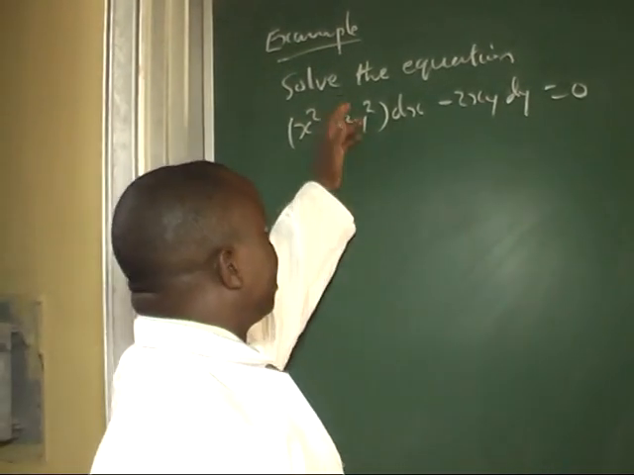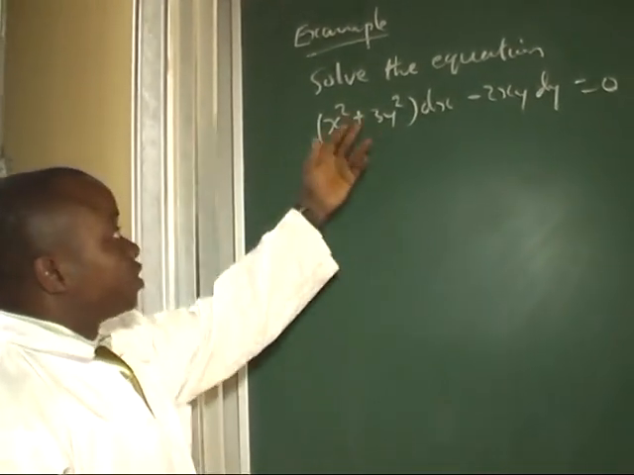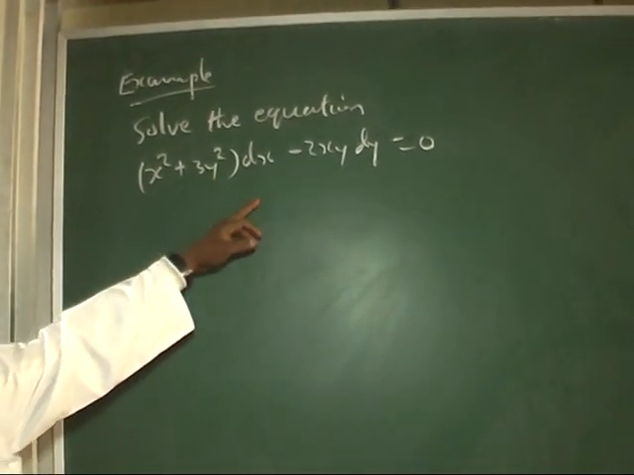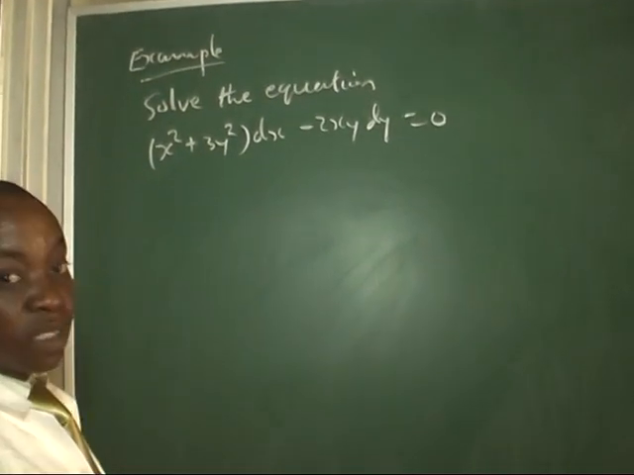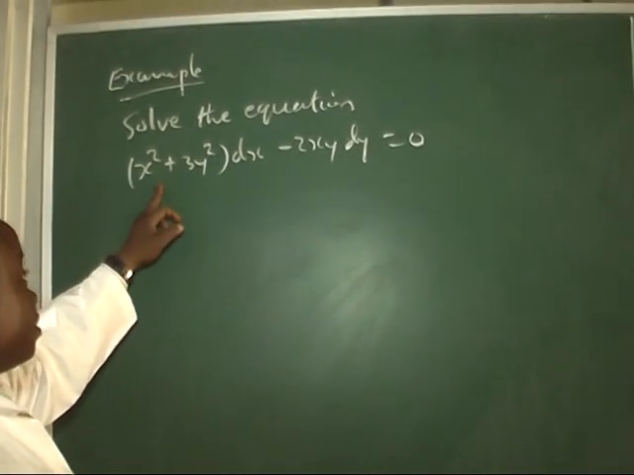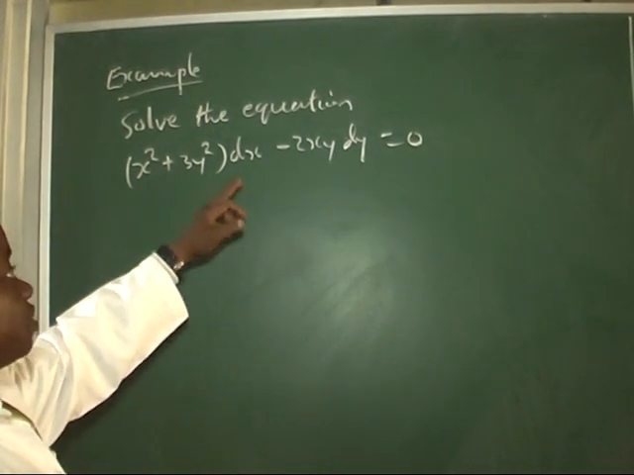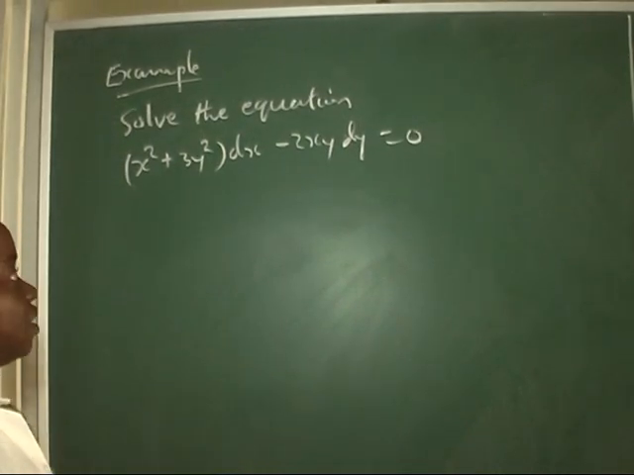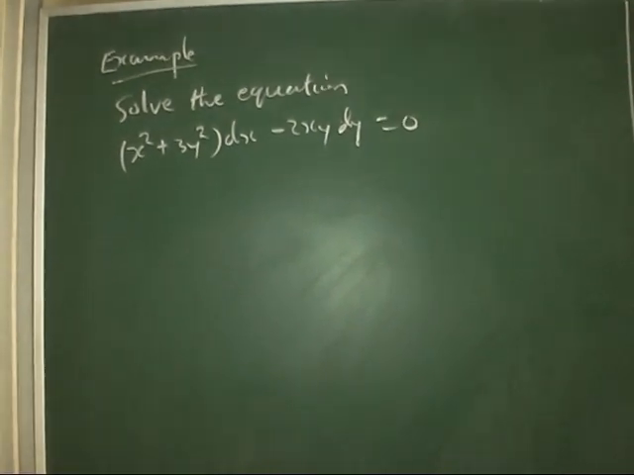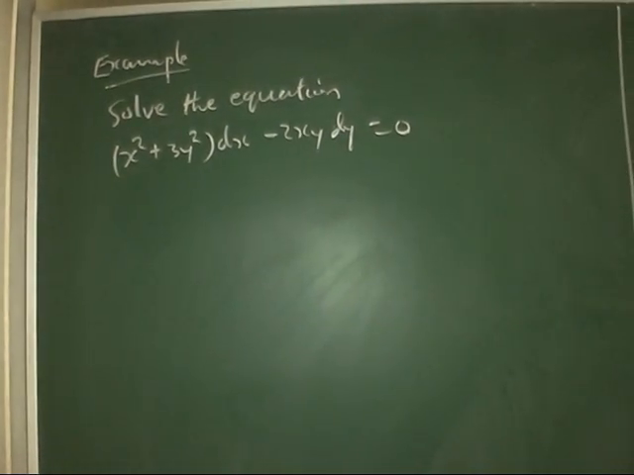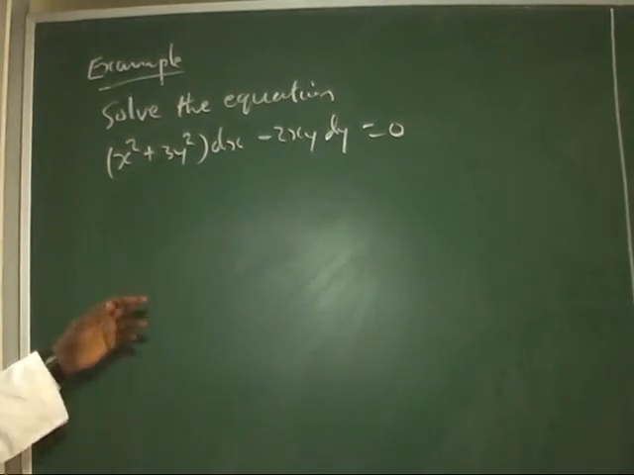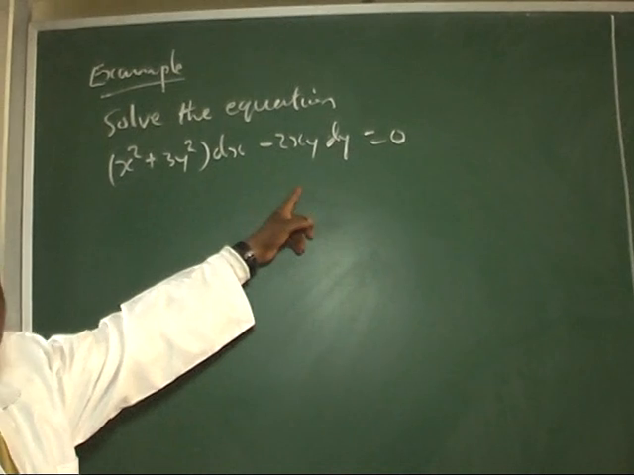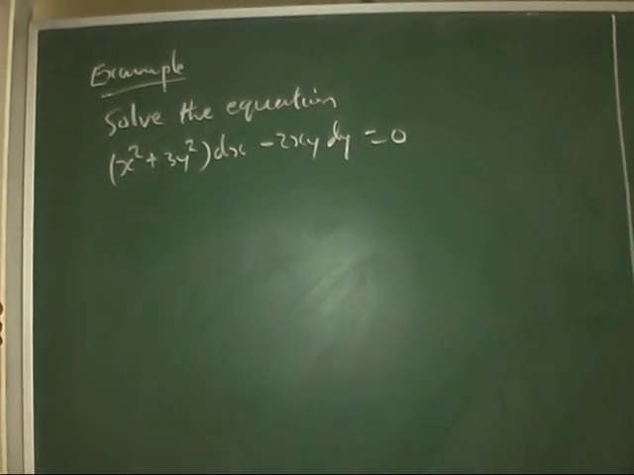So we also take another example. Solve the equation (x² + 3y²) dx − 2xy dy = 0. We also observe that every term in this equation has power 2. That is how we can recognize a first order homogeneous equation. When you look at each term, you see that the powers are equal.